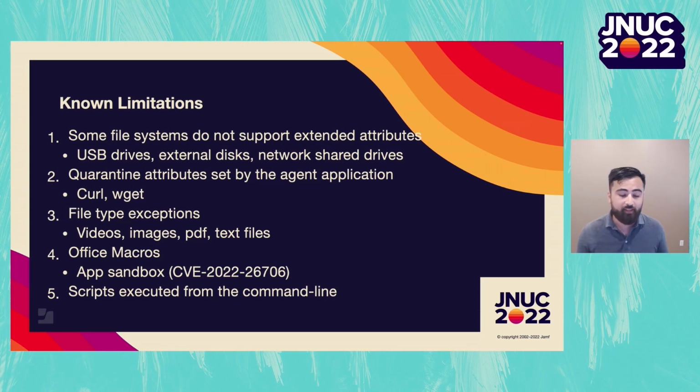Quarantine attributes are set by the agent application. What that means is that applications that already exist on the system, such as Slack or WhatsApp, would apply a quarantine attribute to any content that's downloaded from those. In the past, malware has leveraged those sorts of platforms to distribute their malware. Curl and wget utilities on macOS are not subject to those same quarantine checks.